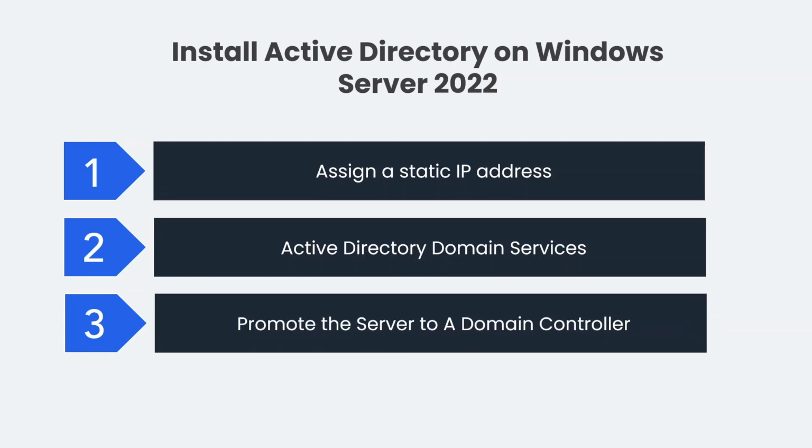Third, promote the server to be a domain controller. After installing Active Directory Domain Services, the next step is to promote the server. This is where you tell Windows this machine is now a domain controller.